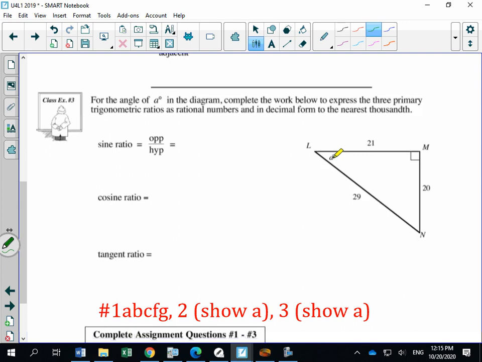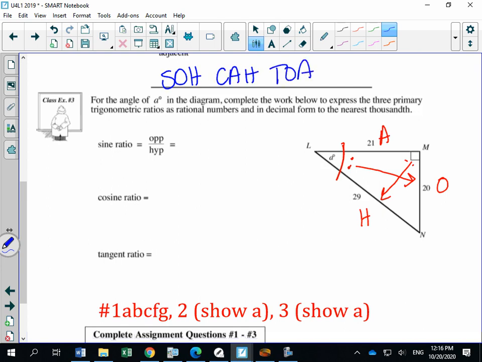So they gave us angle A. That's my given angle, and I'm going to label the three sides. So that would be my opposite. Here's my 90 degree. That would be my hypotenuse. And this by default would be my adjacent. Then they want the trig ratios, so write your acronym. Your acronym was SOHCAHTOA. Okay, so that's the acronym.